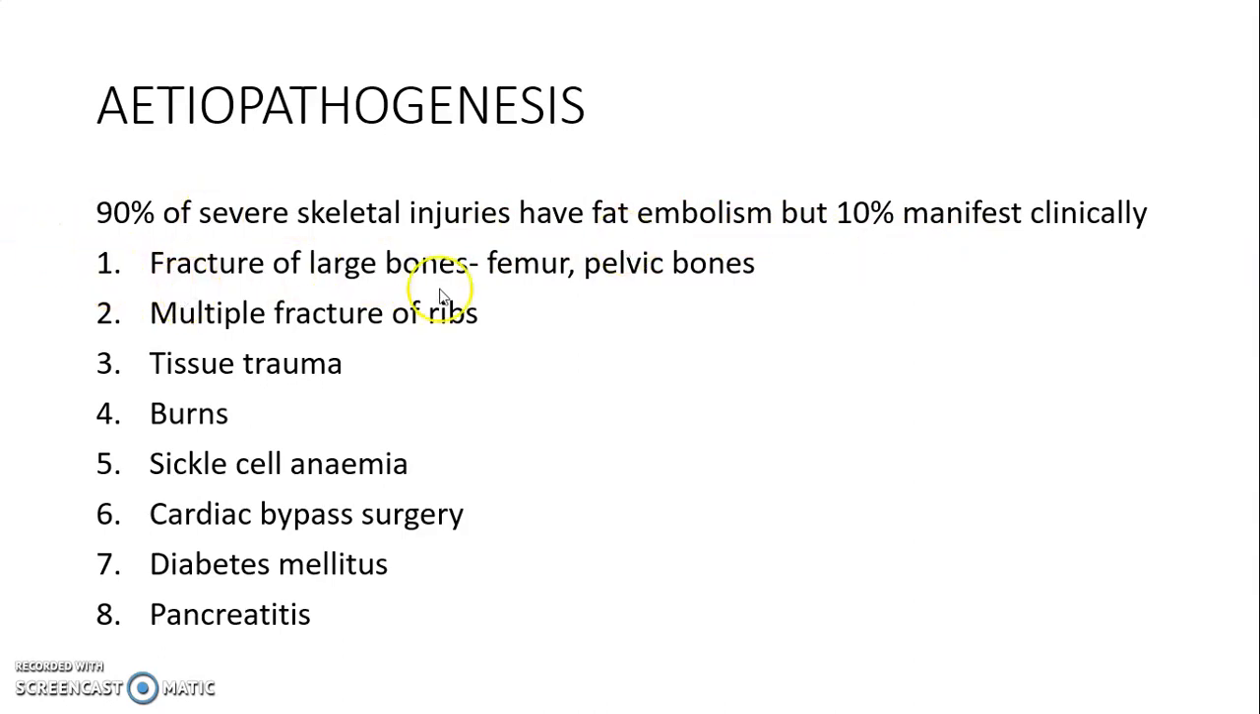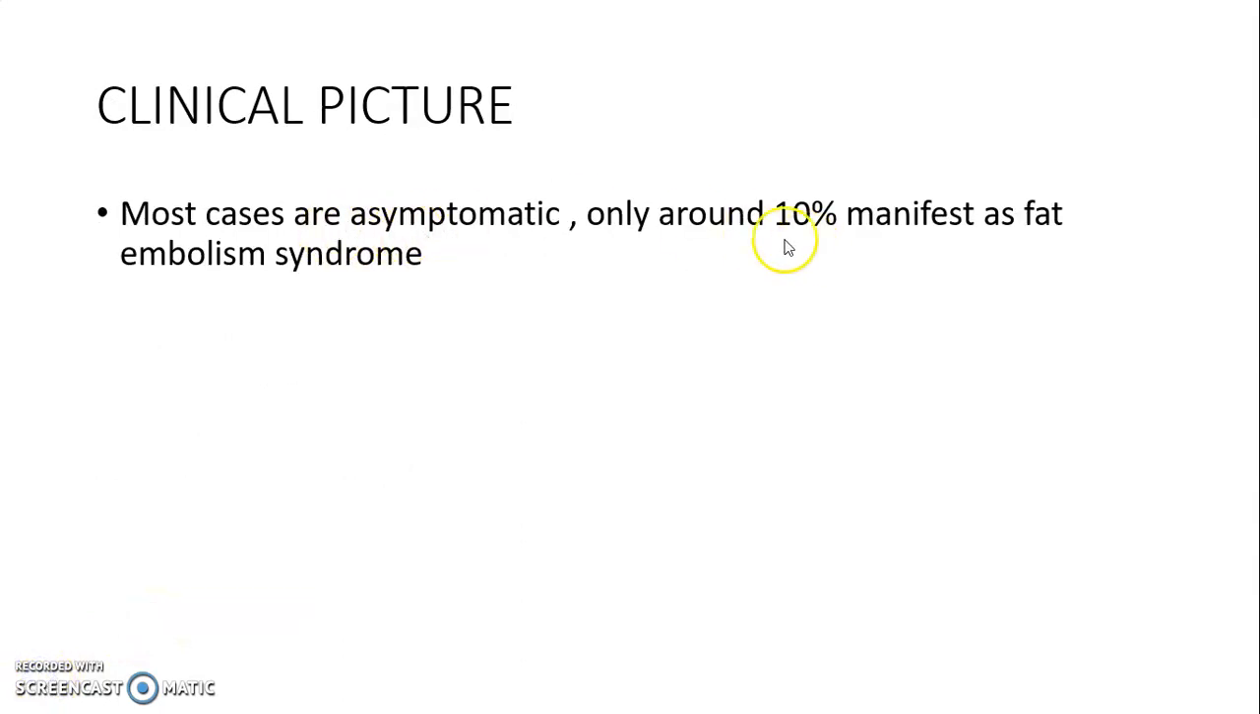So causes are fracture of large bones, femur, pelvic bones, multiple fractures of ribs, tissue trauma, burns, sickle cell anemia, cardiac bypass surgery, diabetes mellitus, and pancreatitis. These are asymptomatic, and only around 10% manifest as fat embolism syndrome.